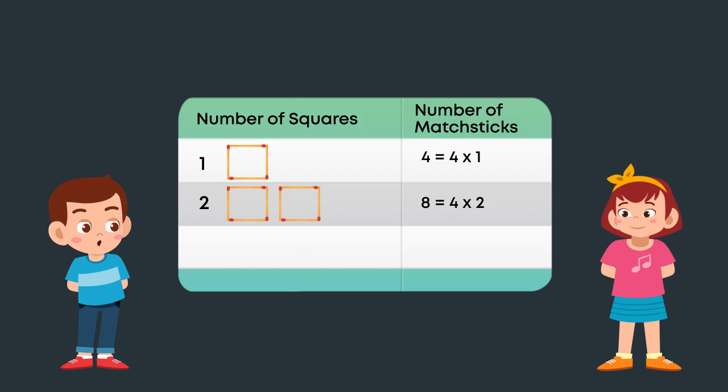If I want to make 12 squares, how many matchsticks will I need? That's simple, Rahul. You will need 4 times 12, which is 48 matchsticks. Correct, Deepa. Do you think we can have a formula to find out how many matchsticks we will need to make a certain number of squares? I think we can, Rahul.